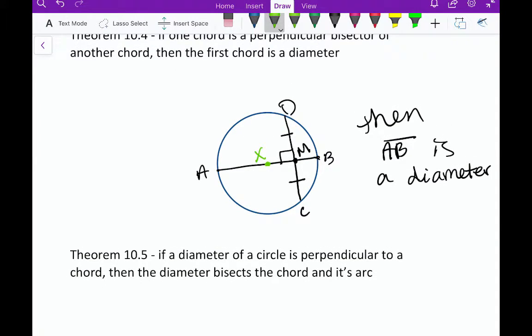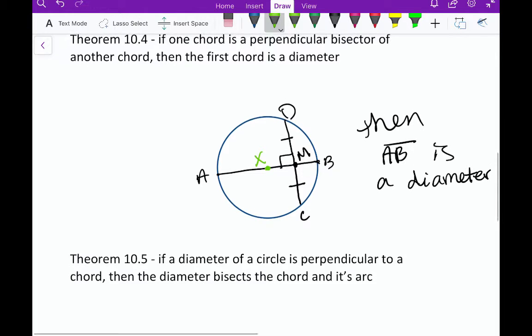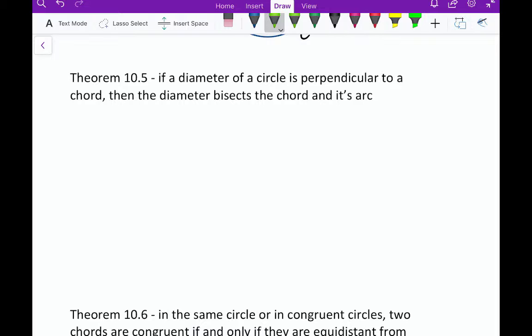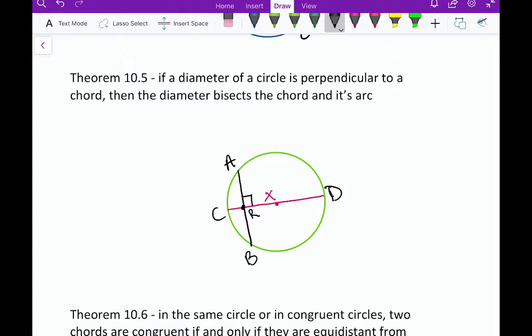Theorem 10.5 says if a diameter is perpendicular to a chord, then it bisects the chord and its arc. So it's very similar to what we just said. Let's take a look at this. Here's a picture of the diameter. The diameter is segment CD, and it's perpendicular to the chord. The chord is segment AB. If there is a right angle there, then we know that the diameter bisects the chord, which means AR is going to be congruent to BR.